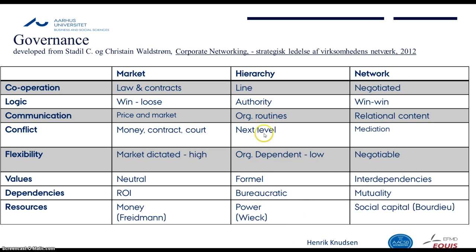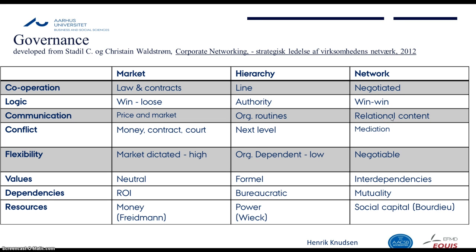Running short of time, I can see, so let's jump over to network. This is one I fancy because of cooperation. You negotiate what this network is and how it is going to work. The logic of the network is we're all in it to win, so all have a stake and all should be able to win, as opposed to the market where it's more win-lose.